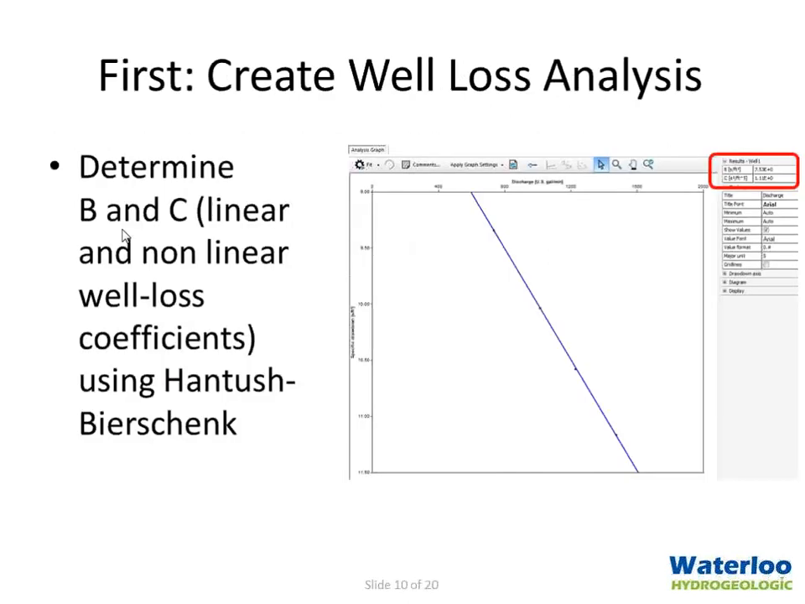There's a number of settings that are available for this one, but before you do a well efficiency plot, first you need to create a well loss analysis based on the Hantush-Bierschenk method, and there's a number of examples that are available with the AquiferTest installation. So first you do a well loss analysis, and this allows you to determine the B and C coefficients, which are the linear and the nonlinear well loss coefficients. Those are shown in the screen in the top right here.